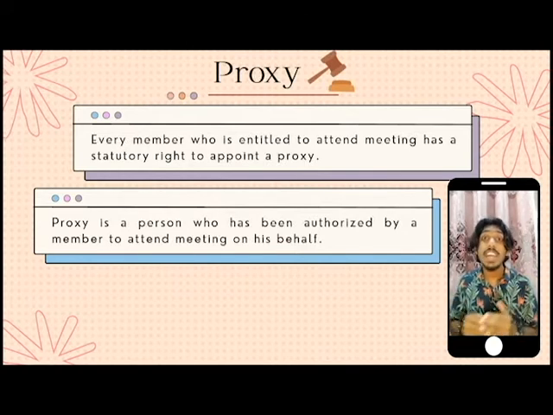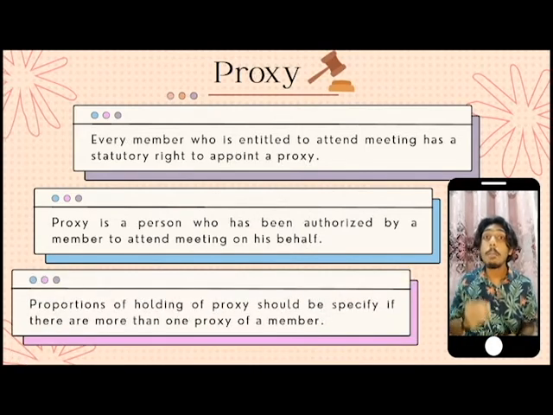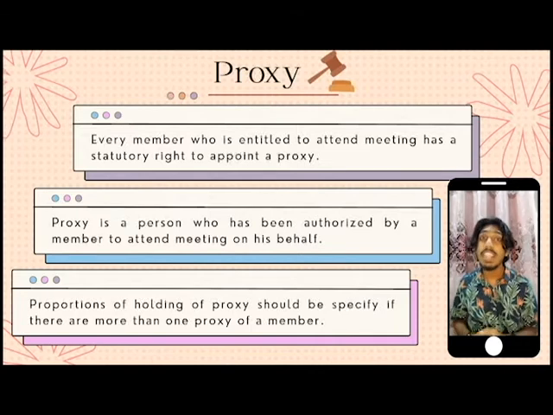The Act does not specify the maximum number of proxies which may be appointed by a member. However, when appointing more than one proxy, the proportion of holding to be represented by each proxy must be specified.